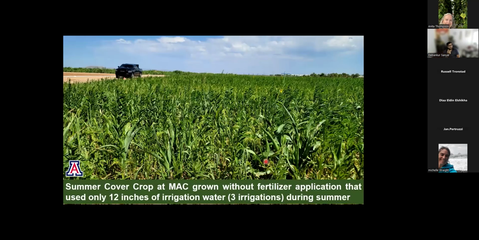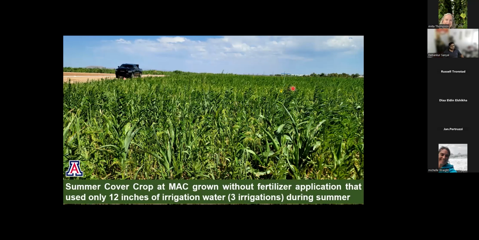And this is what we grew at MAC last summer. We used 12 inches of irrigation water, three irrigations: one 3, one 4, and one 5 inch irrigation. We started with one, and we grew it for 2.5 months, 10 to 12 weeks, 11 weeks, I guess. The crops you're seeing, which are more dominant, are sorghum and other millets. These are millets.